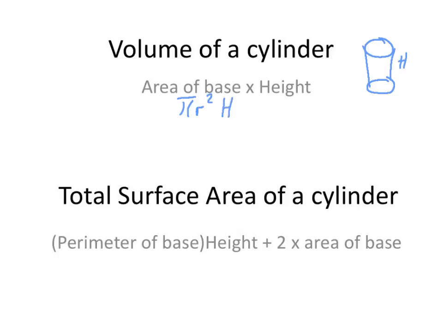When we get to total surface area, the perimeter of its base is 2 pi r. We multiply that by the height, and we add two areas. Pi r squared is its area.